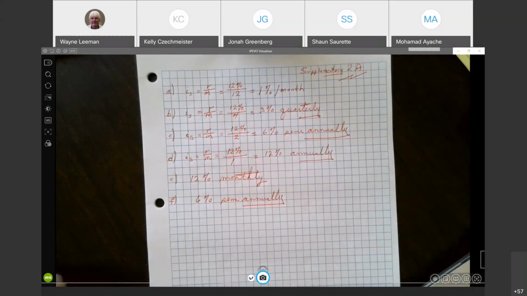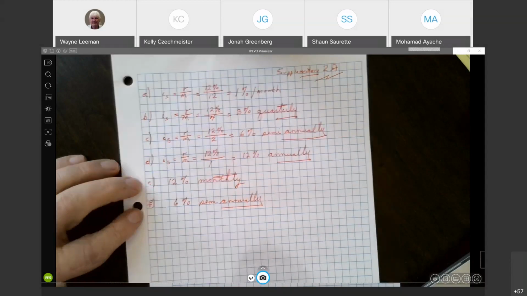Okay. So that takes care of problem 2A. Let's go back and try a few more now. The next one I had on my list, I have to find it here, was 2.4. So we'll try that one here.